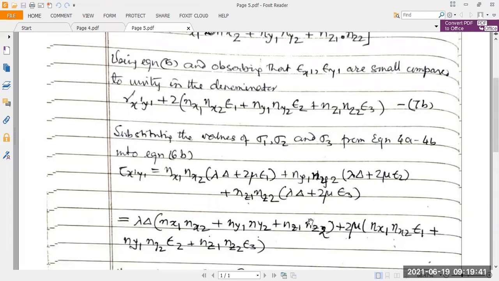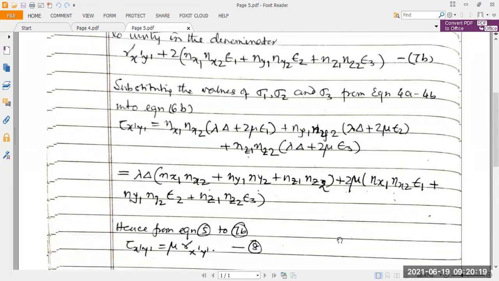Now what happens here? If you again simplify, then lambda into delta is equal to this particular value plus this value and this value. This is the total here, and 2 mu is multiplied by nx1 nx2 f sub 1, ny1 ny2 multiplied by f sub 2, and nz1 nz2 multiplied by f sub 3 itself. Thus, from these two equations, we can say these are more or less the same.